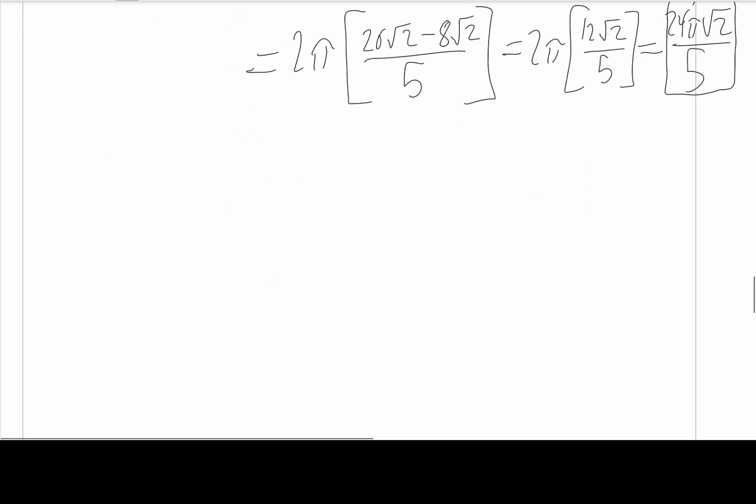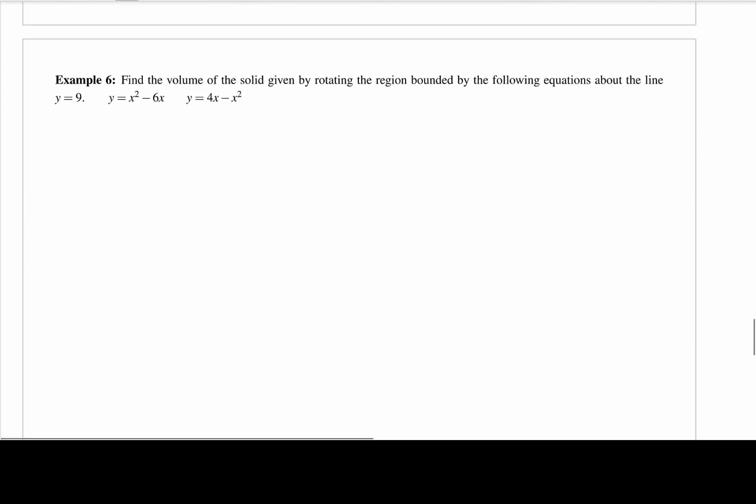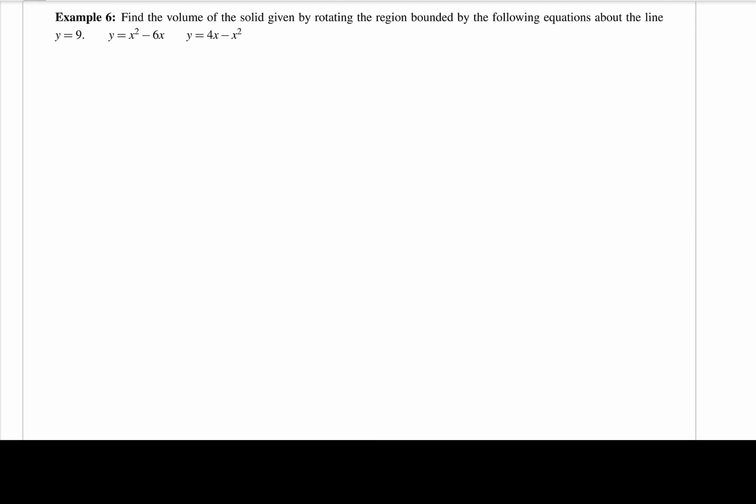Now let's move on to the final boss problem. Example 6. Alright, I've kind of dreaded doing this one ever since I made it, but we're going to do it anyways. Alright, we're revolving around y equals 9. We're given these two curves. Okay, so the unfortunate thing here is that we have to complete the square on both of these.